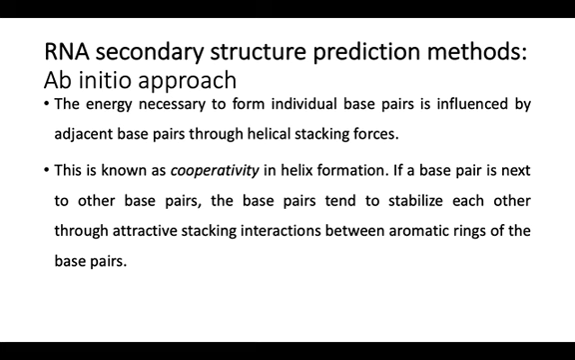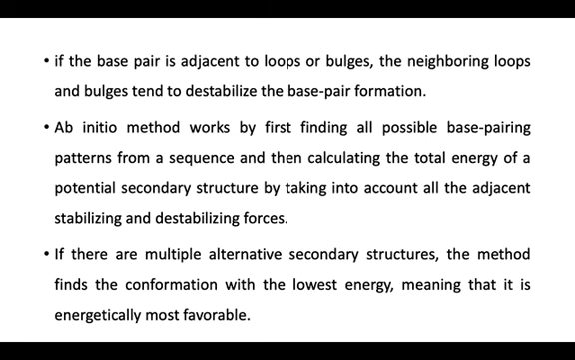As I already mentioned, we look for the region where we can get maximum base pairs, because this makes the structure of the RNA more stable, and the energy of the RNA molecule is lowest. If the base pair is adjacent to loops or bulges, the neighboring loops and bulges tend to destabilize the base pair formation. So if there is a loop nearby or any bulge nearby, it also tends to destabilize the base pair formation.